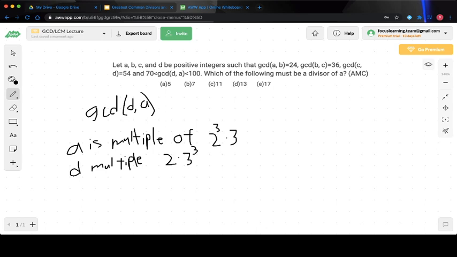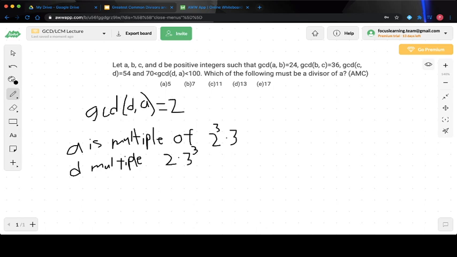And so the greatest common divisor of D and A, if we consider the factor of 2 first, must have at least 1 power of 2, since D has at least 1 power of 2 in it. And what we want to ask ourselves is, in the greatest common divisor of D and A, is 2 to the power of 1, or can it be a power of 2, or something else?